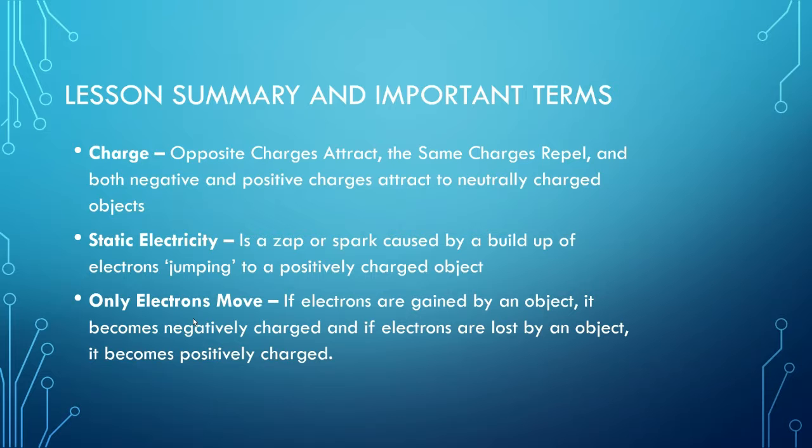If electrons are gained by an object, it becomes negatively charged, which we just said. And if electrons are lost by an object, it becomes positively charged.